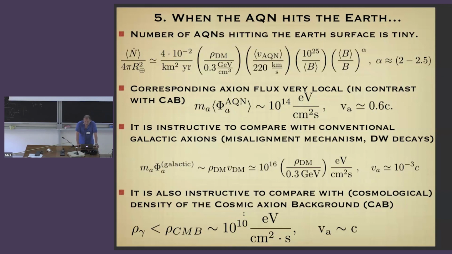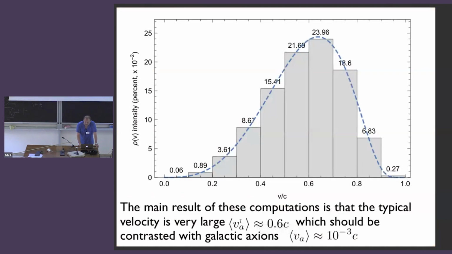And for these relativistic axions, the density must be smaller than CMB photons, because they're just relativistic particles. And in this case, the constraint is smaller than 10^10. So it's definitely much, much larger than CMB, but it is local, again, not global. It's only on the Earth's surface where your instrument is. So the typical distribution, again, can be computed. It's about 0.6 on average.